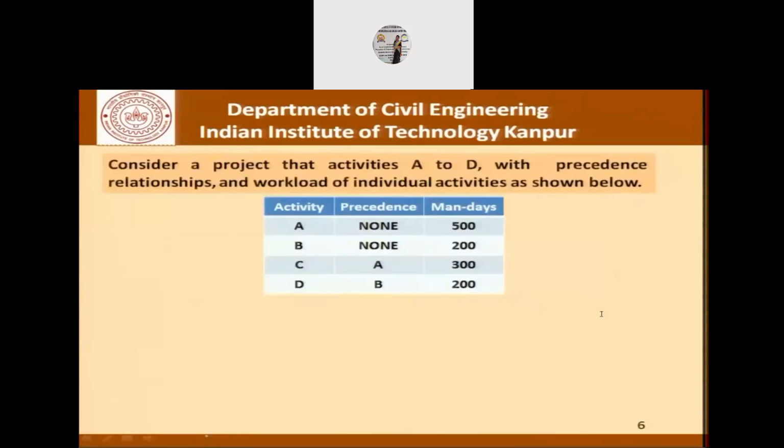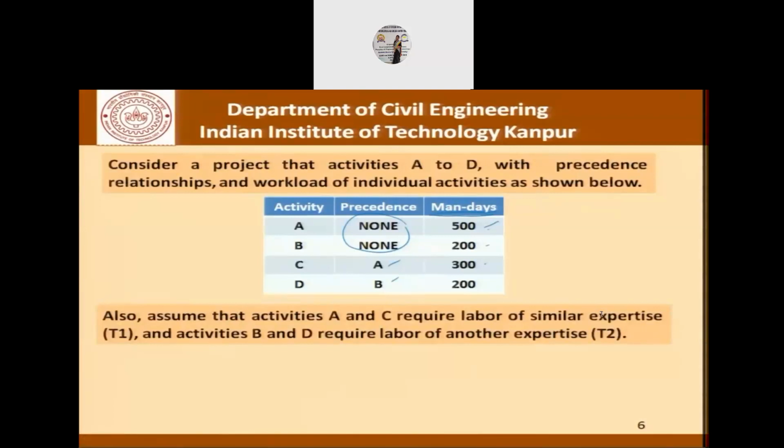We have talked of this project before when we considered a simple project having just activities A, B, C, and D with precedences as given. A and B are independent and can be started right at the word go. C depends on A and D depends on B. This is the mandatory requirement as far as each of these activities is concerned. Now, we also said that A and C require labor of similar expertise, let's say T1, and B and D require labor of another expertise, which is T2.